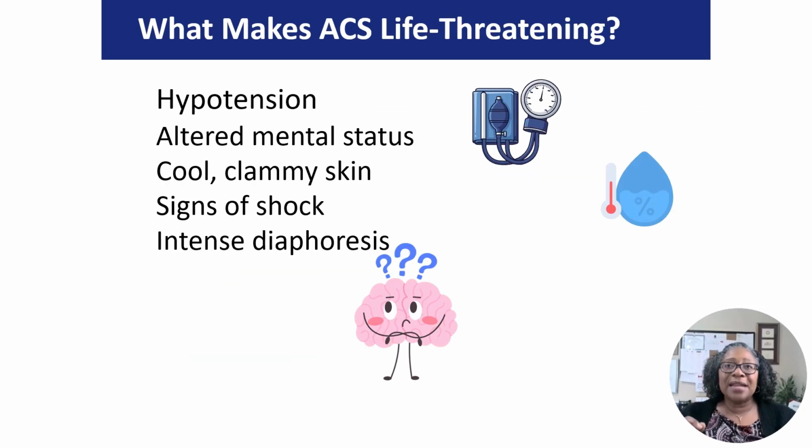Now, understand that not all chest pain is immediately fatal. Life threatening acute coronary syndrome looks like your patient has hypotension. They'll have intense diaphoresis, altered mental status, severe crushing chest pain. They may exhibit signs of shock, which would be cool and clammy skin, decreased urinary output. You may see ventricular dysrhythmias like ventricular tachycardia or fibrillation. And the patient may have some nausea and vomiting.